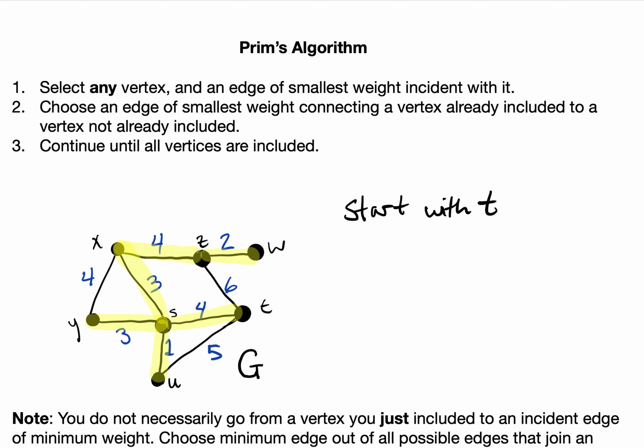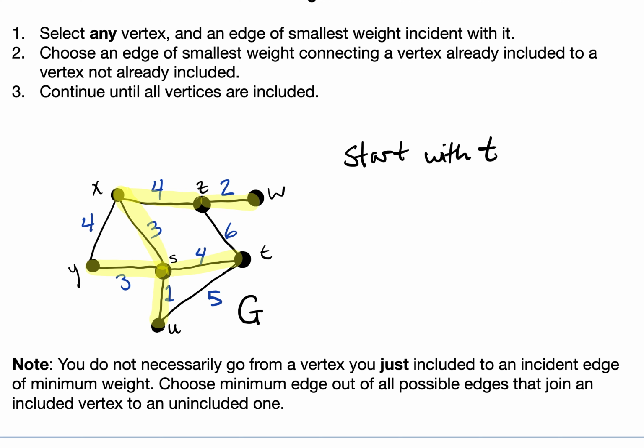One thing to be careful of when you're using Prim's algorithm is that you do not necessarily go from a vertex you just included to an incident edge of minimum weight. We always choose the minimum edge out of all possible edges that join any vertex already included to any other vertex that is not yet included. And by included, I mean highlighted or selected by being incident with an edge. If that isn't clear, I'll try to make it very clear in the next example that we do.